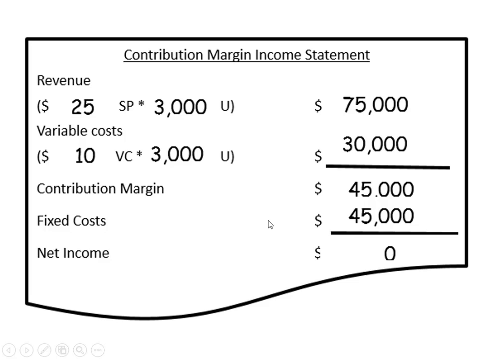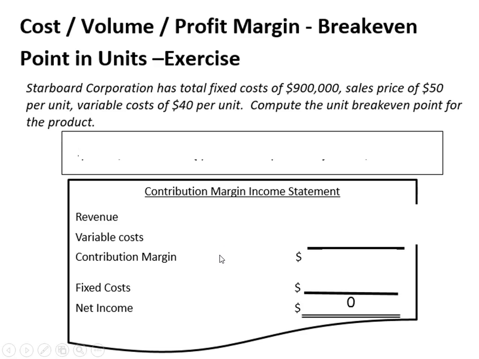So what we can see is at a unit volume of 3,000, given a $25 selling price and a $10 variable cost, we're going to be able to break even again at 3,000 units. Now let's take another example here.